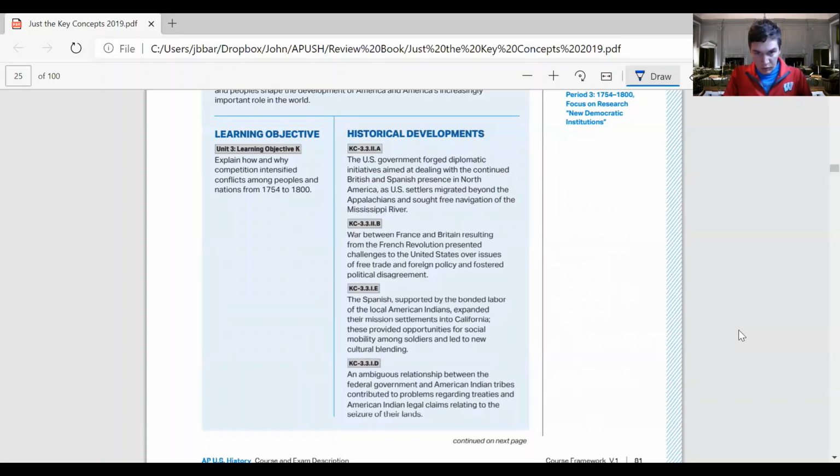We have the French Revolution, which is going to lead to issues between trade between our two countries, which we'll talk about later. And then we have the Spanish, who are still in Southwest America and making it difficult to use the Mississippi River. And at this point, we also have British troops who are still in certain forts near the Mississippi River out in the far west.